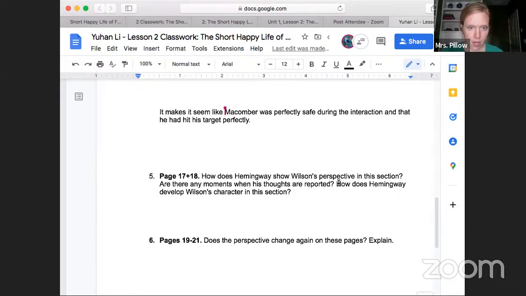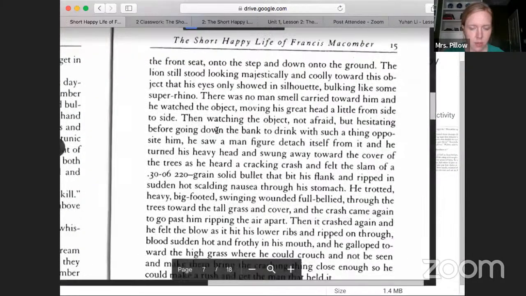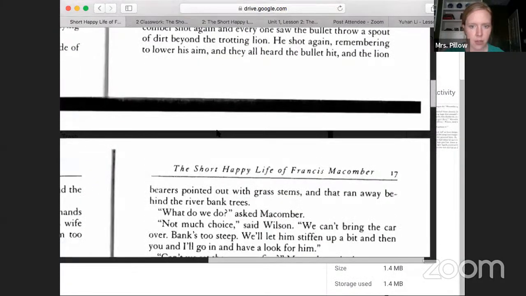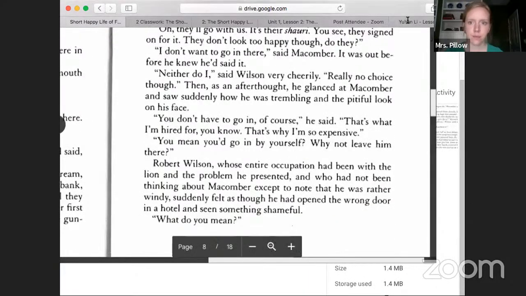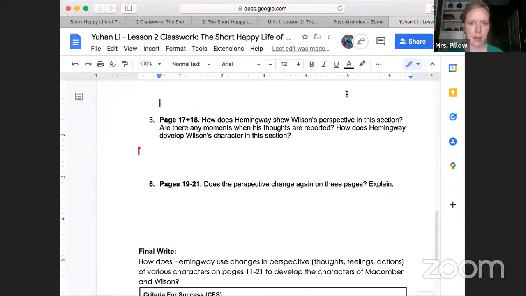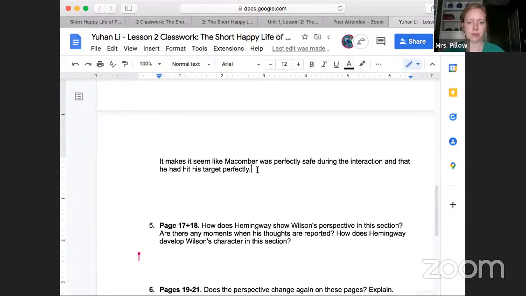Okay, did you get number 5? No, not yet. Wilson's perspective. My clue for you is look at the bottom of page 17. And I'm going to add this one little part about the lion.